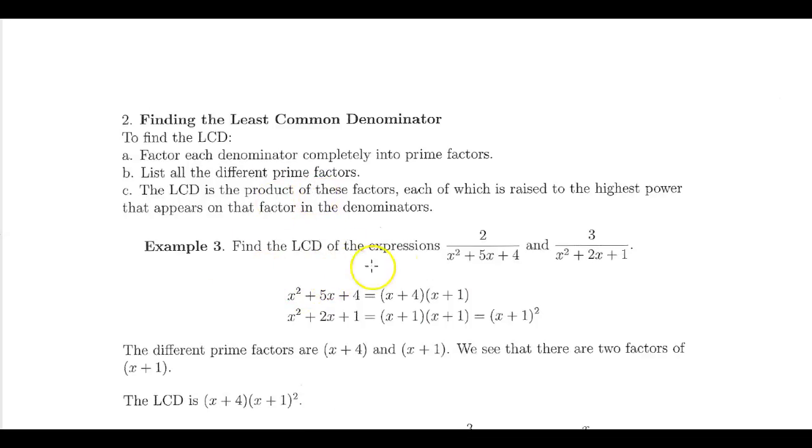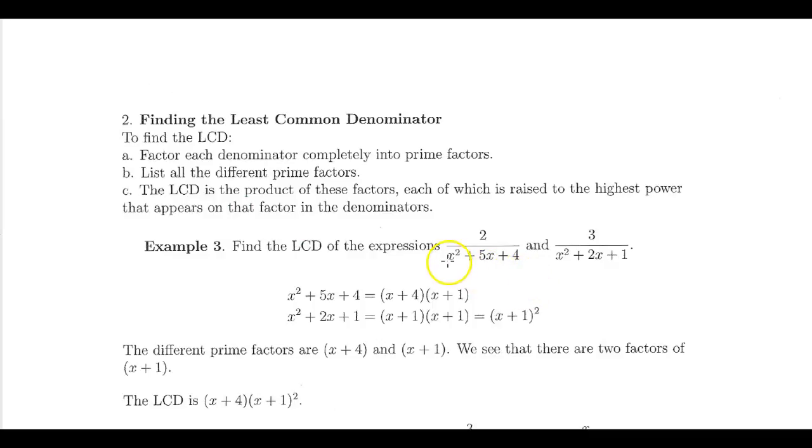Because in order to add fractions, we need common denominators, and working with the least common denominator helps us do that. So to find the least common denominator, we factor each denominator completely into prime factors. We list all the different prime factors, and the LCD is a product of these factors, each of which is raised to the highest power that appears on that factor in the denominators.